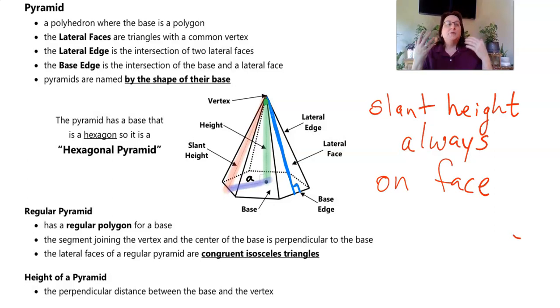Okay, so where it was the radius that made the right triangle in the cone, it's the apothem that makes the right triangle in the pyramid. I said pyramid and a cone. Oh my gosh. Guys, seriously. Okay, the radius makes the right triangle in the cone. It's the apothem that makes the right triangle in the pyramid.